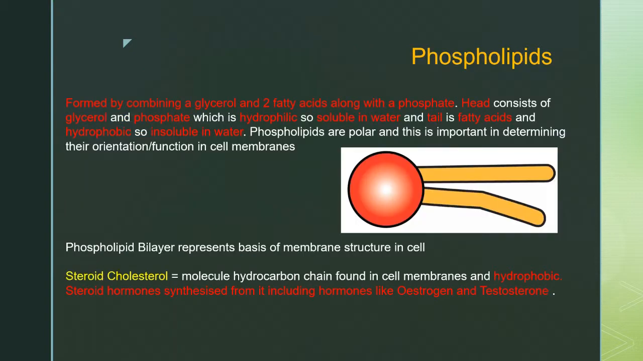Finally, we're going to talk about phospholipids, the second form of lipid. Phospholipids are found in the cell membrane, which we'll go on to talk about later on. A phospholipid is formed by combining a glycerol and two fatty acid molecules along with a phosphate. The head of the phospholipid is the circle in the diagram there. It consists of a glycerol and a phosphate, which is hydrophilic and soluble in water, but the tail is fatty acids and it's hydrophobic and insoluble in water. Phospholipids are polar, and this is important in determining their orientation and function in cell membranes, as the phospholipid bilayer represents the basis of the membrane structure in a cell.